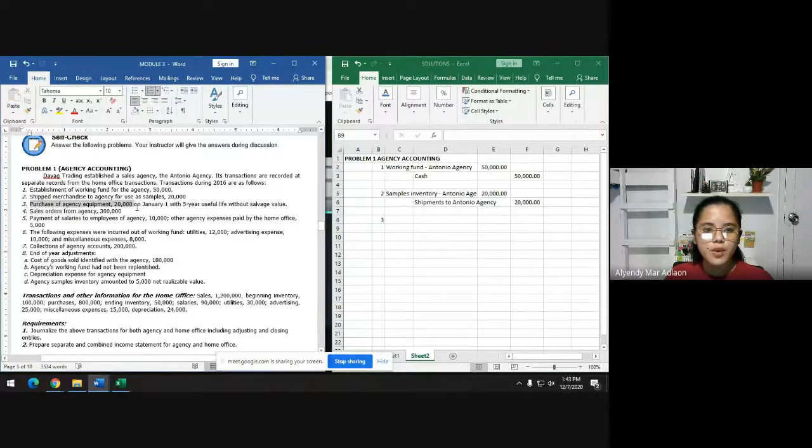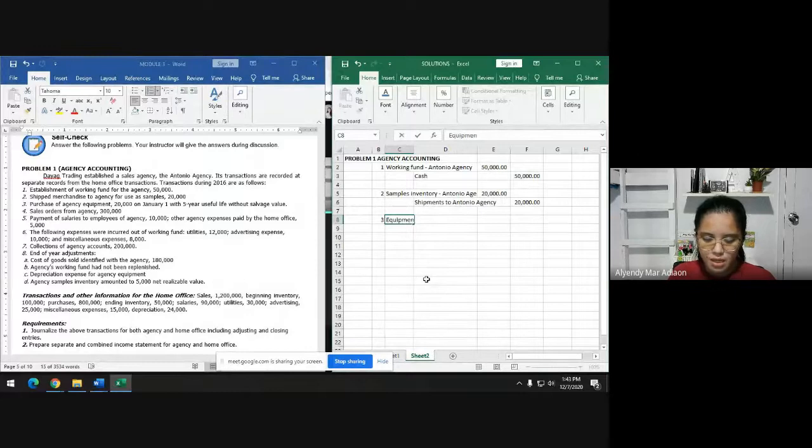Purchase of agency equipment, 20,000 on January 1 with 5-year useful life without salvage value. So, just like how we record acquisition of equipment, debit equipment. But take note, since it is the agency's money, we should identify it so that it will not be mixed up with the home office's own equipment. So, debit equipment and then credit cash for an amount of 20,000 pesos.